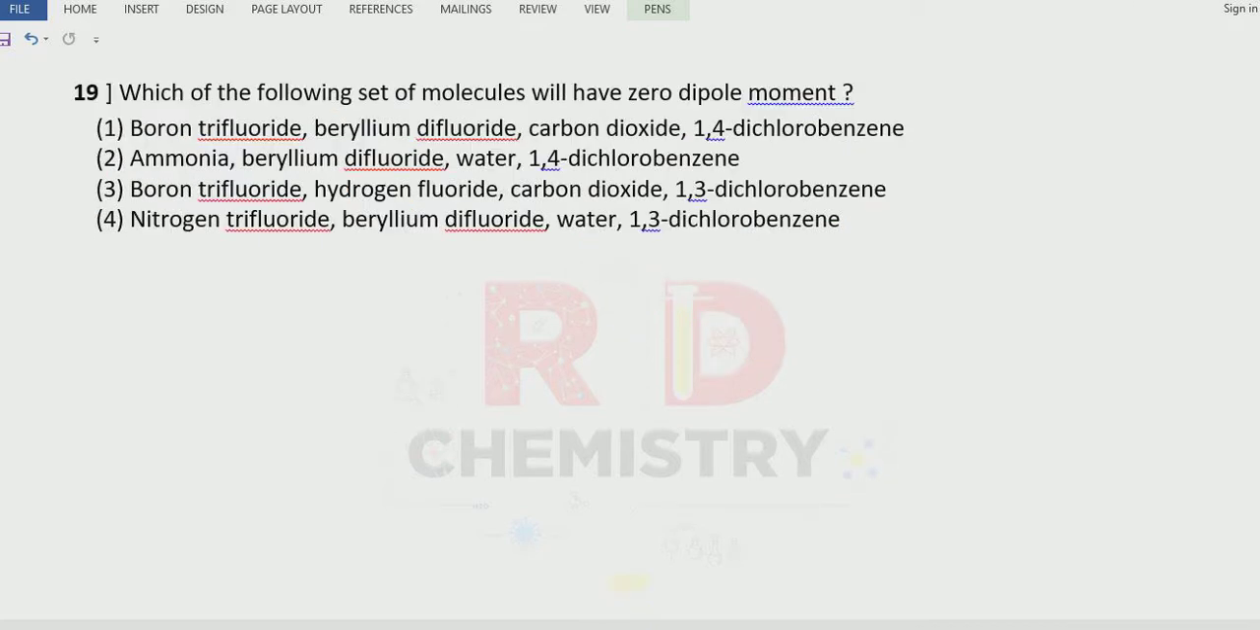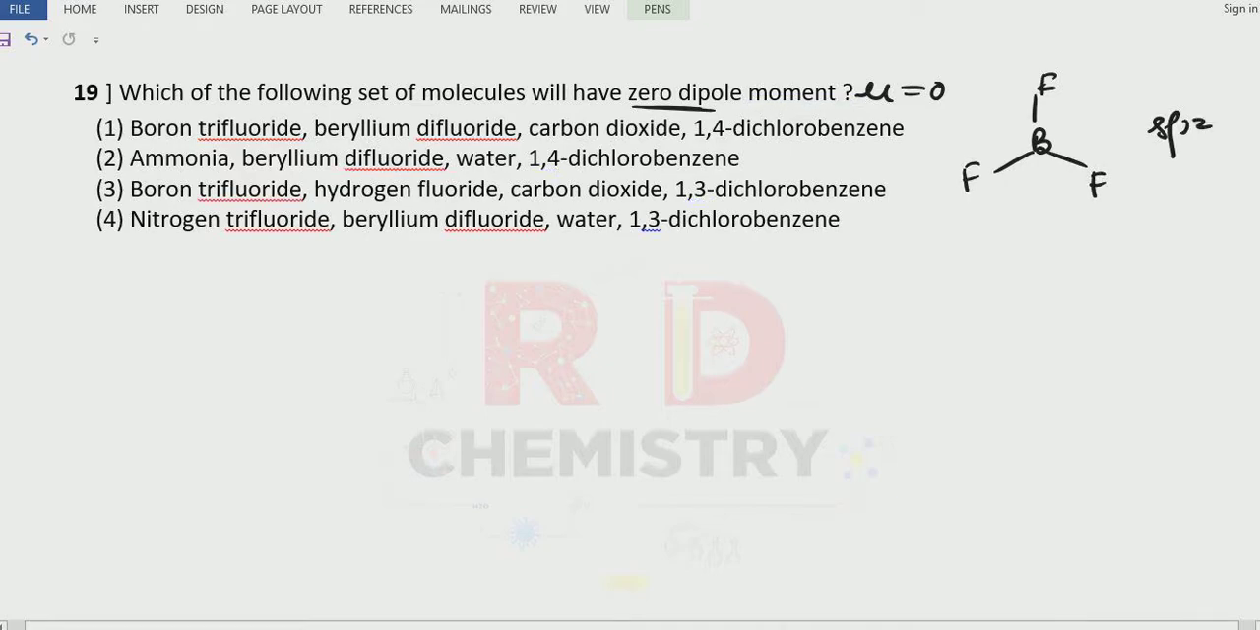Question number 19. Which of the following sets of molecules will have zero dipole moment? Mu should be equal to 0. Let me start with the first one. BF3 molecule. Boron is attached to three fluorines. It is sp2 hybridized. It's a symmetric molecule. So there are dipoles like this, correct? Two of the fluorines.